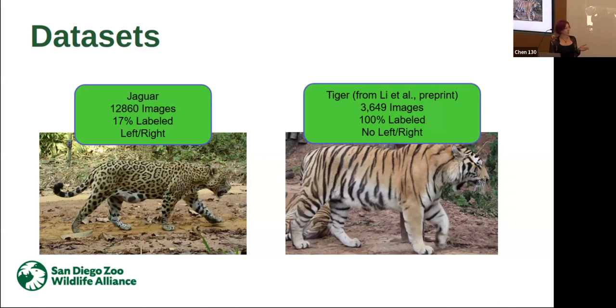The second data set is an open source data set of tigers from, I believe, China, 92 individuals, all of which have been labeled. The cool thing about the Jaguar data set is that we have a bunch of other information, such as where the camera traps were located, how far apart they were from each other. And we also have left-right viewpoint, which makes it a little bit easier to cut down on computation time because you only have to compare left side to left side when you're making spot identification.